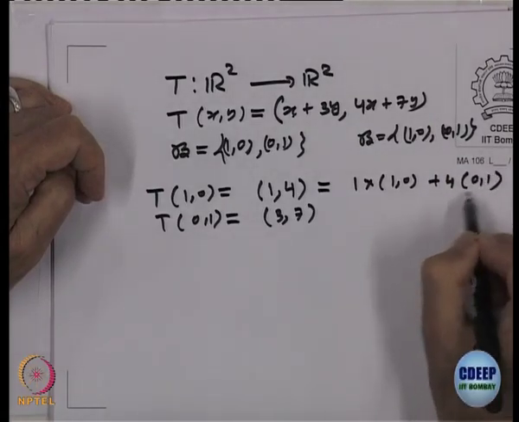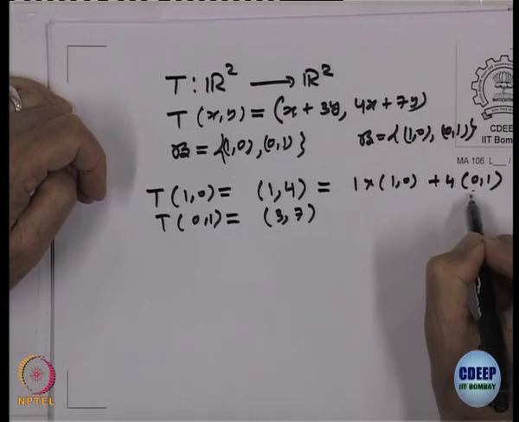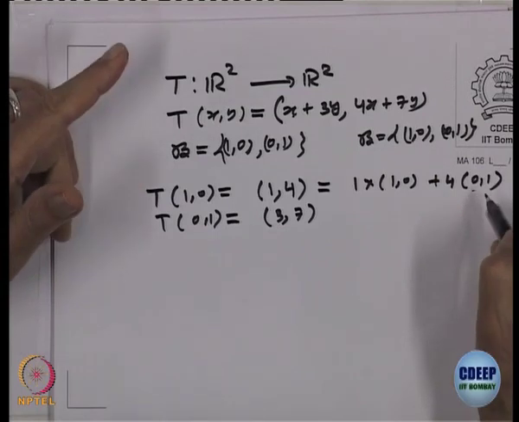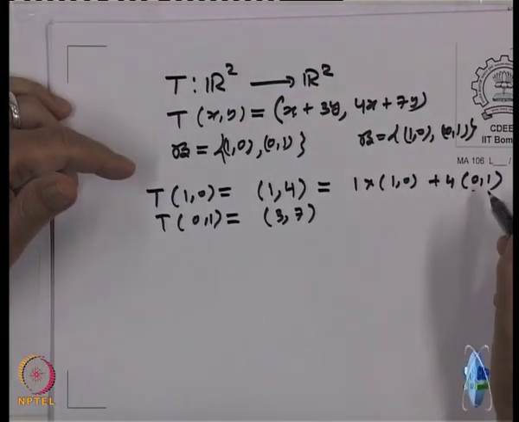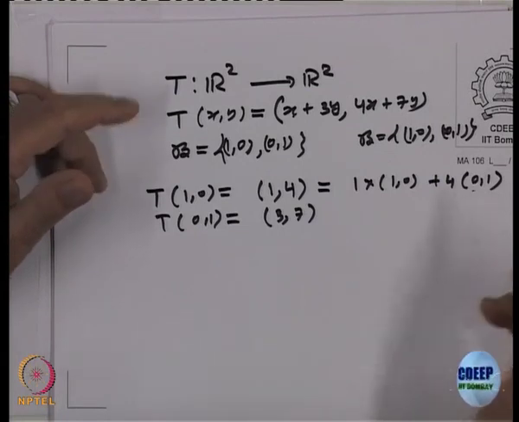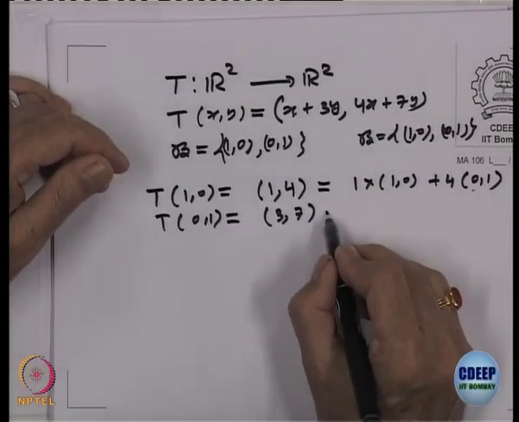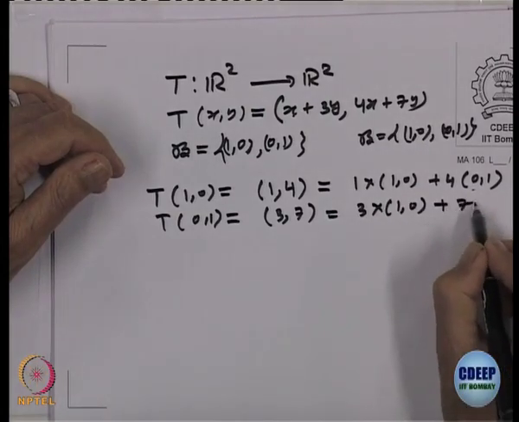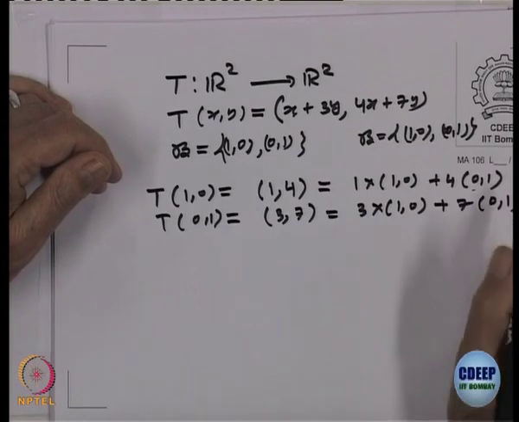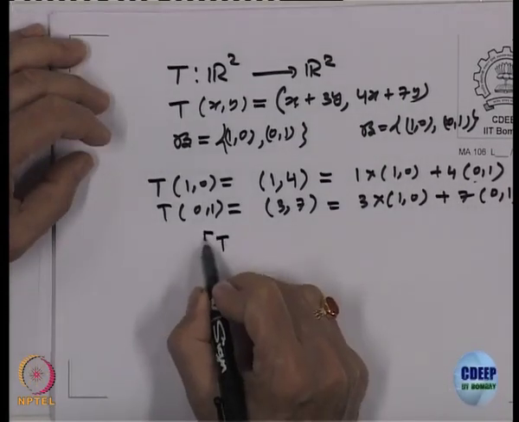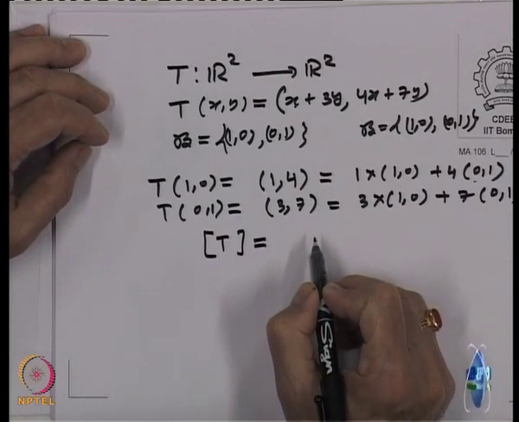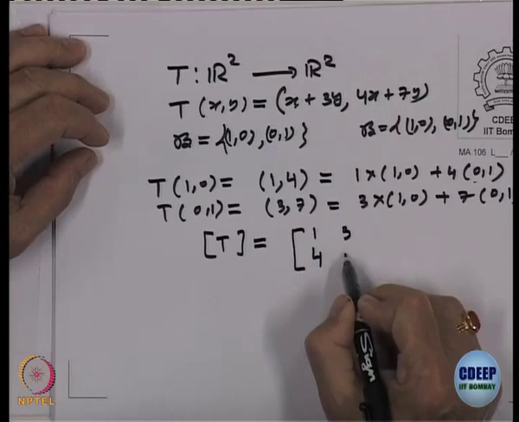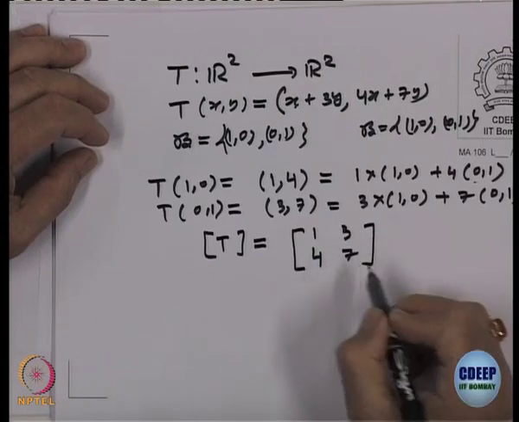This has become simpler because I have taken the standard basis. Otherwise, I had to write alpha times this plus beta times that, solve those two equations and find the values of alpha and beta. That will involve solving a system of equations. Here it is easy. Similarly, this is equal to 3 times (1, 0) plus 7 times (0, 1). So, what is the matrix of T? The matrix of T is 1 4 and 3 7, right.